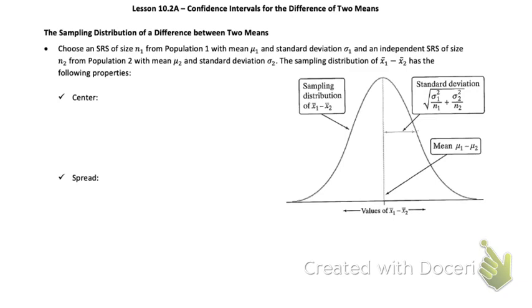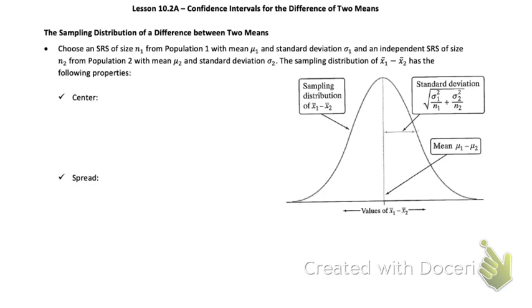Confidence intervals. We started with 1 proportion Z interval. Then we went to 1 mean T interval. And then we just finished with 2 proportion Z interval. And now, guess what? T interval. We are now going to look at a confidence interval for a difference of means.